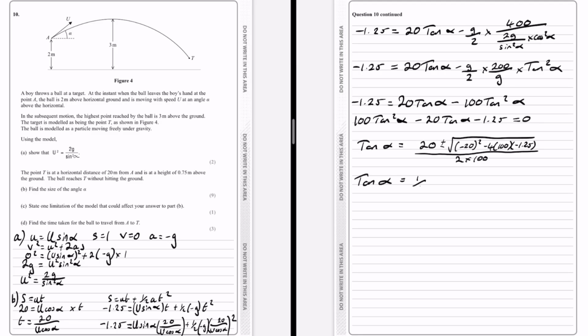If I do inverse tan of negative 1 over 20, I will get a negative value for alpha. So I'm going to eliminate that one straight away. We can see from the picture we're looking at the positive value of alpha here. So inverse tan of 1/4, which is 14 degrees. Alpha is 14.